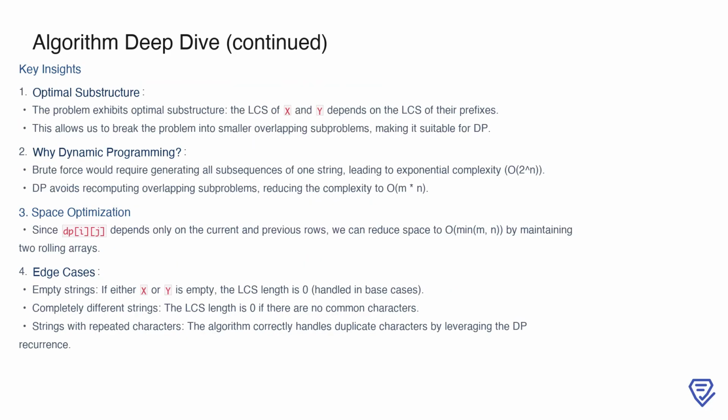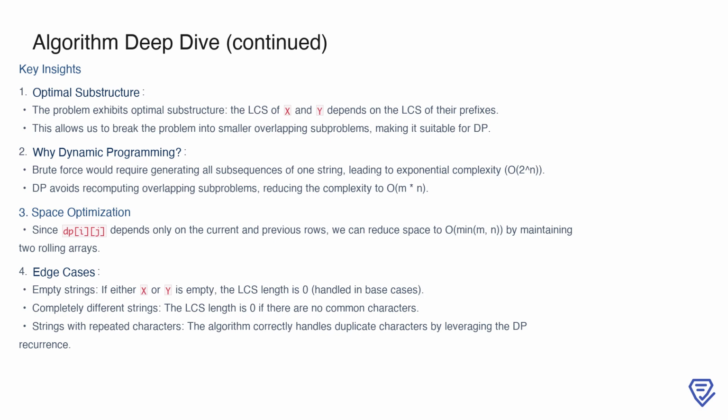This problem is a great example of optimal substructure, where the solution to the LCS of x and y depends on the solutions to their smaller prefixes. This property allows us to break the problem into smaller overlapping subproblems, making it an ideal candidate for dynamic programming. Using this approach avoids the inefficiency of brute force, which would involve generating all subsequences of one string and comparing them, leading to exponential time complexity.